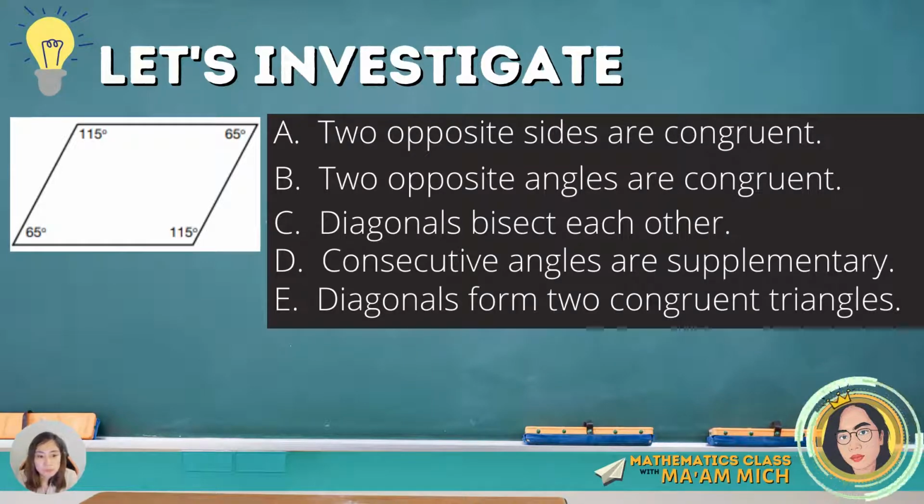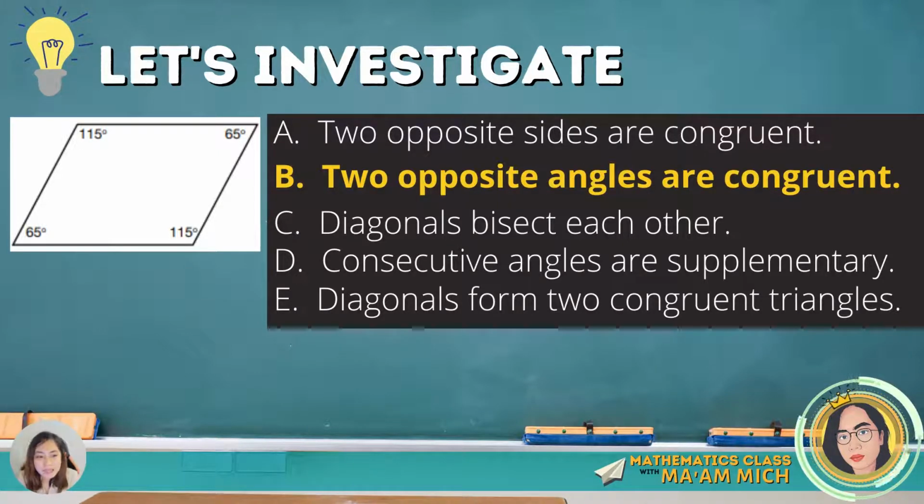Second, ano kaya yung dinidescribe ng illustration natin? Enter your answer on our chat box. Okay. Very good. The correct answer is letter B. Two opposite angles are congruent. As you can see, we have here 65 degrees in this angle, and then the opposite of it, we have here 65 degrees also. And then another pair, we have 115 degrees, and then the other angle, we have 115 degrees.